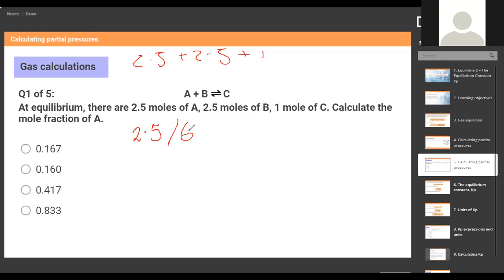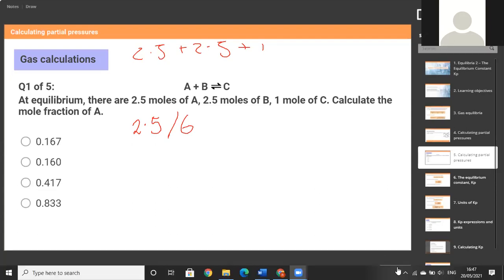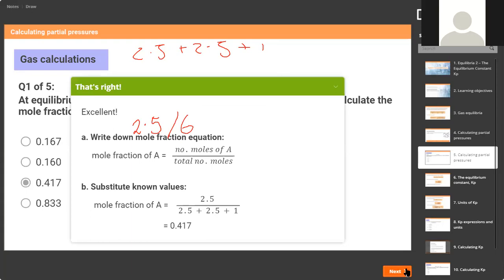Which would give us 0.417. There we go. So write down your mole fraction equation, then do your mole fraction. 2.5 divided by 2.5 plus 2.5 plus 1, which is 2.5 divided by 6 equals 0.417.